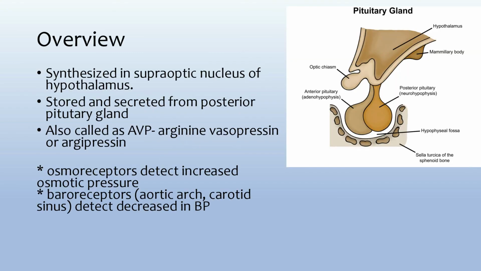ADH is synthesized in the supraoptic nucleus of the hypothalamus. It is stored and secreted from the posterior pituitary gland and also called AVP, arginine vasopressin or argipressin. We have osmoreceptors which detect an increase in osmotic pressure, and baroreceptors which can be found in the aortic arch and carotid sinus, which detect a decrease in BP, blood pressure.